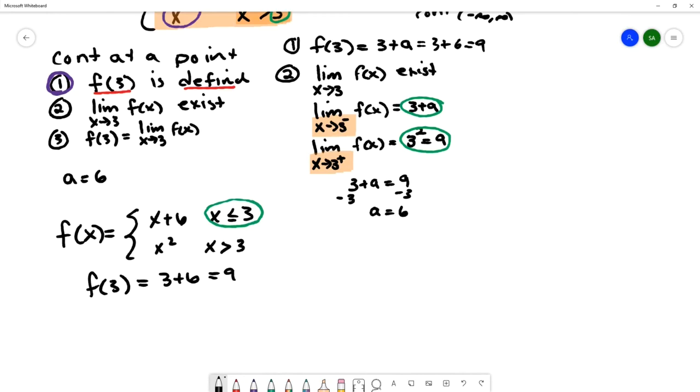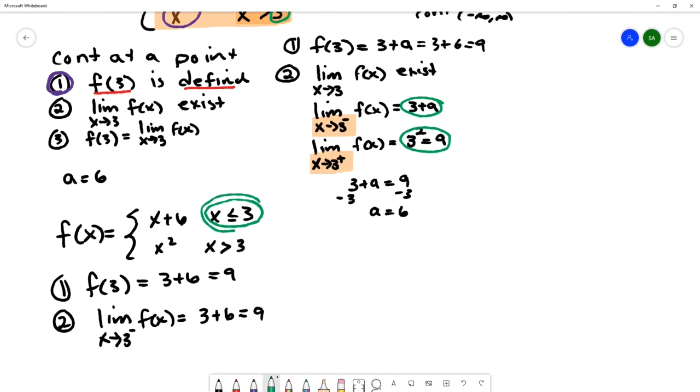For the second criteria, we're going to do the limit as x approaches 3 from below. From below, that's 3 plus 6 is 9. We use the first equation because it's got a less than 3, that's below 3.